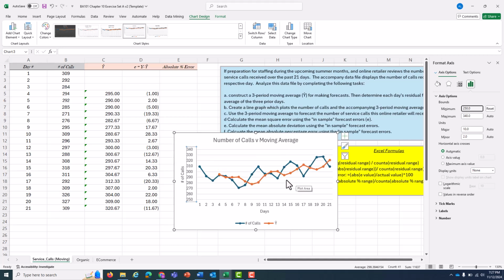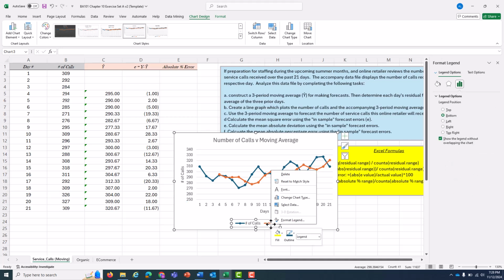That looks much prettier. So what we have here is the blue line is the actual number of calls that we received, and the orange line is our predicted value according to our 3-period moving average. That being said, somebody looking at this would say, Y hat, what does that mean? That's a terrible thing to have as a label because no one understands what it would mean. We can easily fix that.